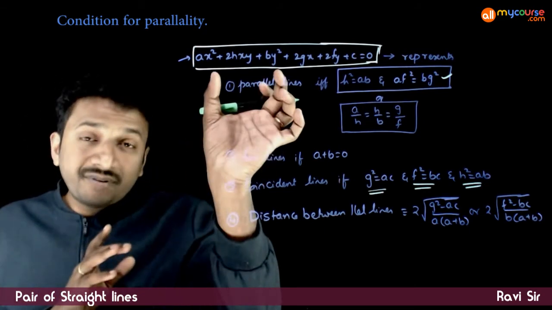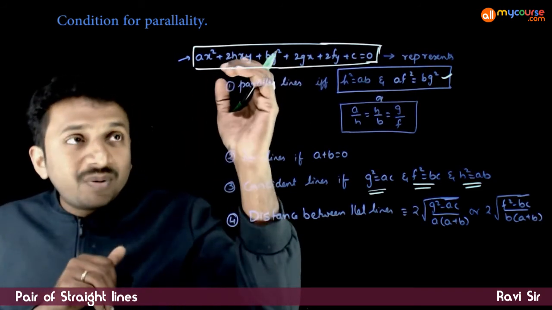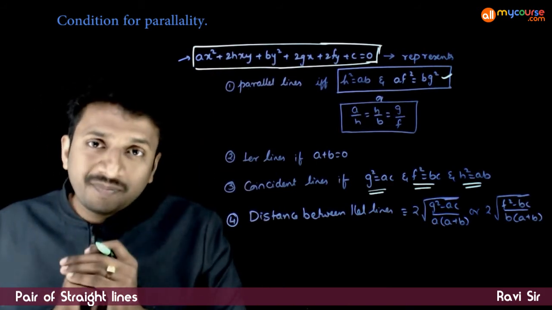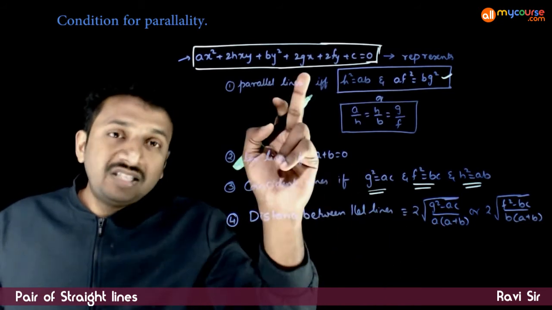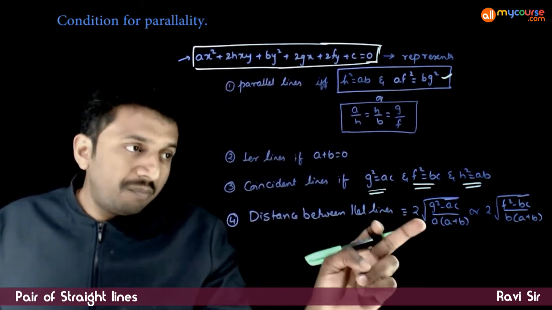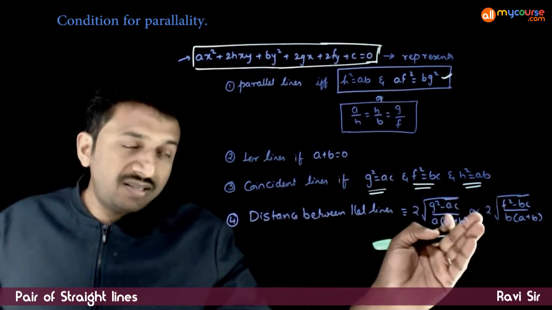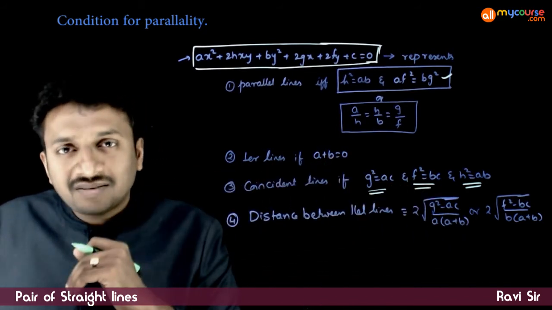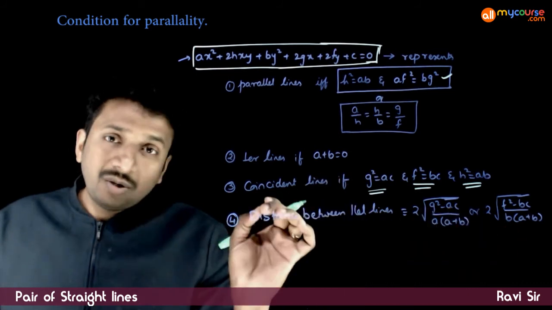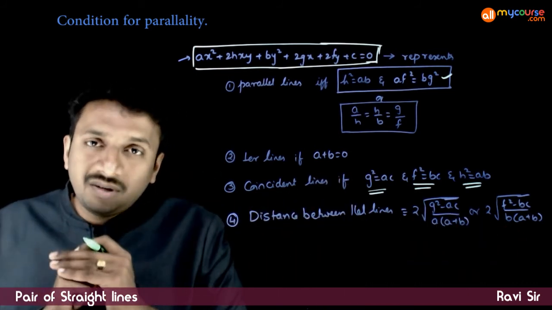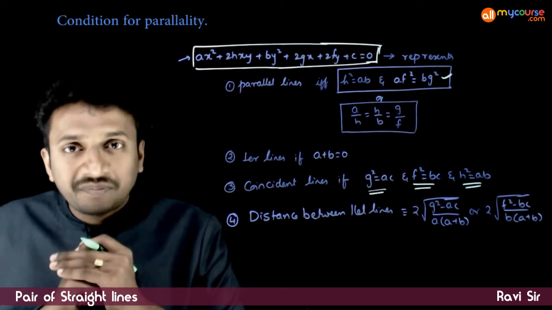And if the lines represented by this equation are parallel, the distance between the parallel lines is directly given by 2 root g square minus ac by a times a plus b, or 2 root f square minus bc by b times a plus b. So these are the formulae to directly find the distance between the two parallel lines. So these are certain results which you need to remember.